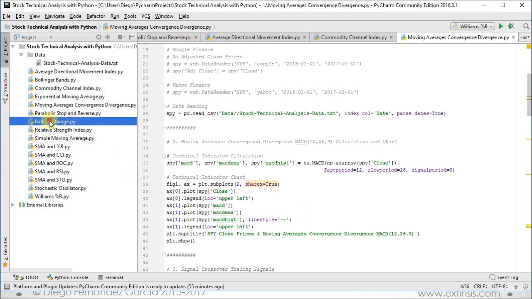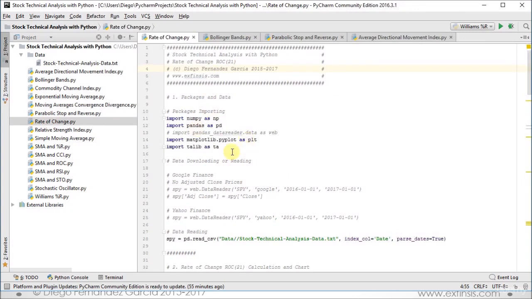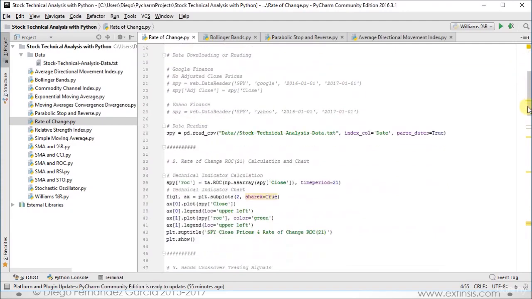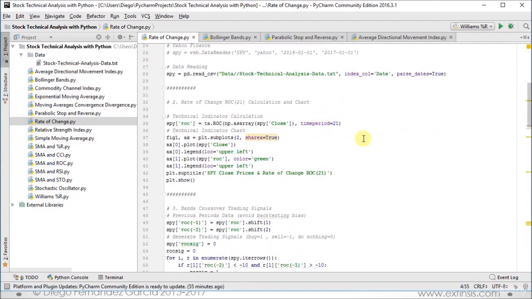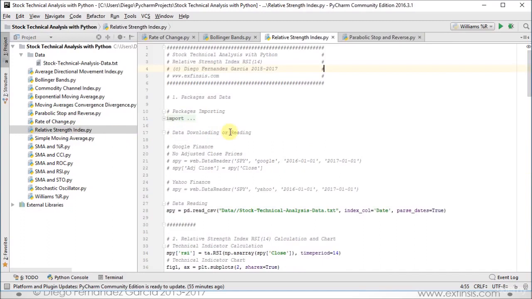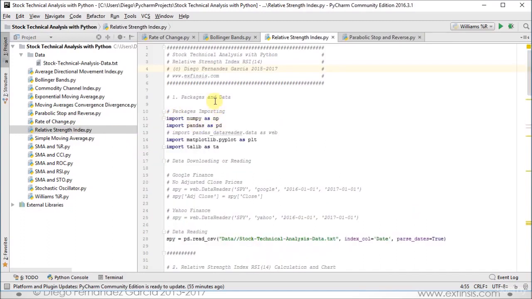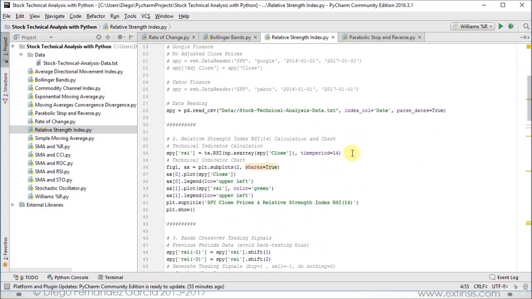Next, it will be time to study the rate of change. Here, we'll do packages importing, data reading, and after that, we'll do the calculation of the rate of change and do the charting again with the corresponding prices and the corresponding oscillator below. Next, it will be time to study relative strength index. Here, we'll perform our packages importing, then our data reading by default, calculation of relative strength index, and then do the charting of prices and oscillator.